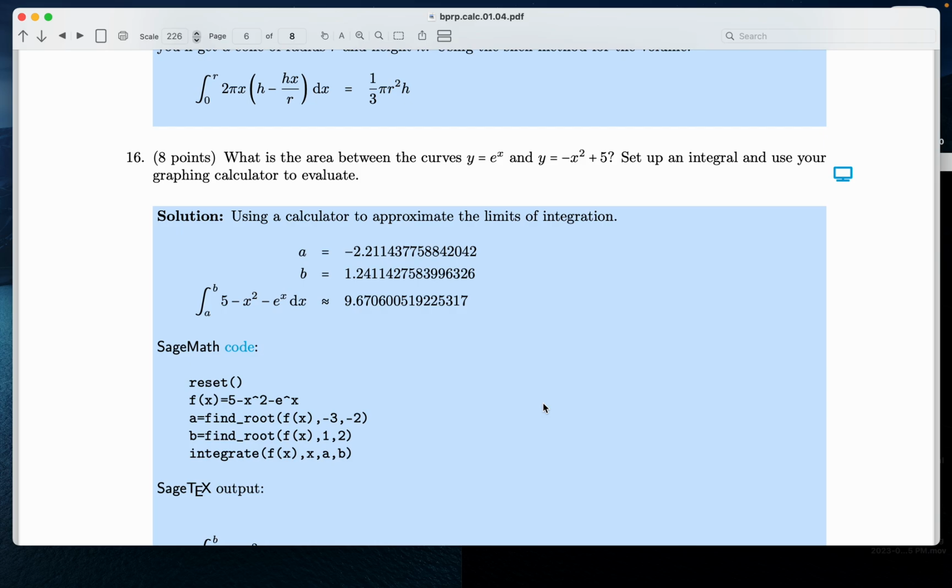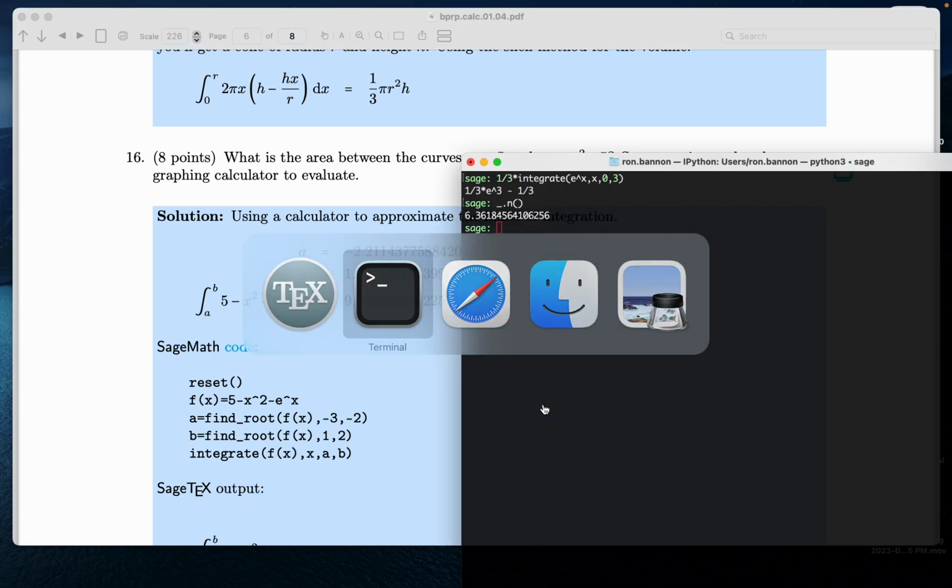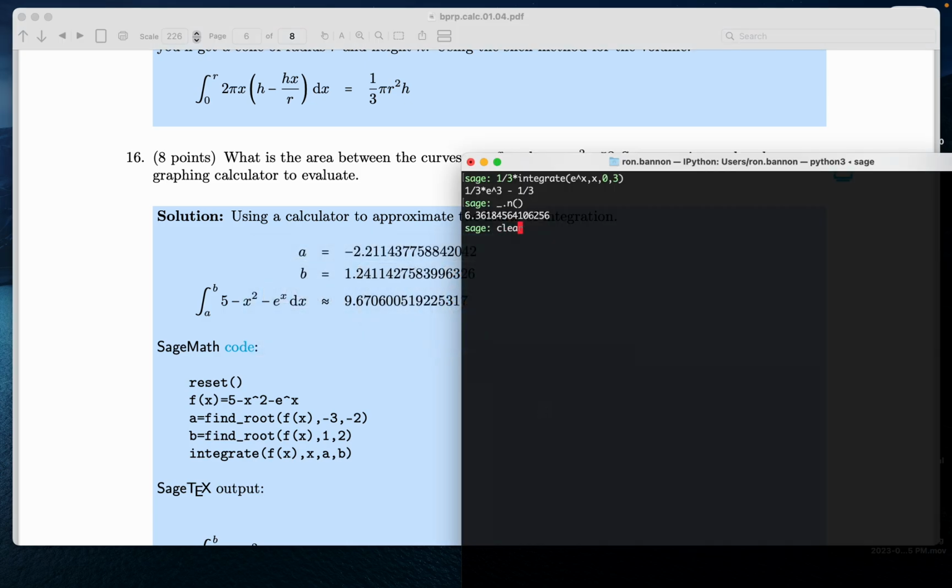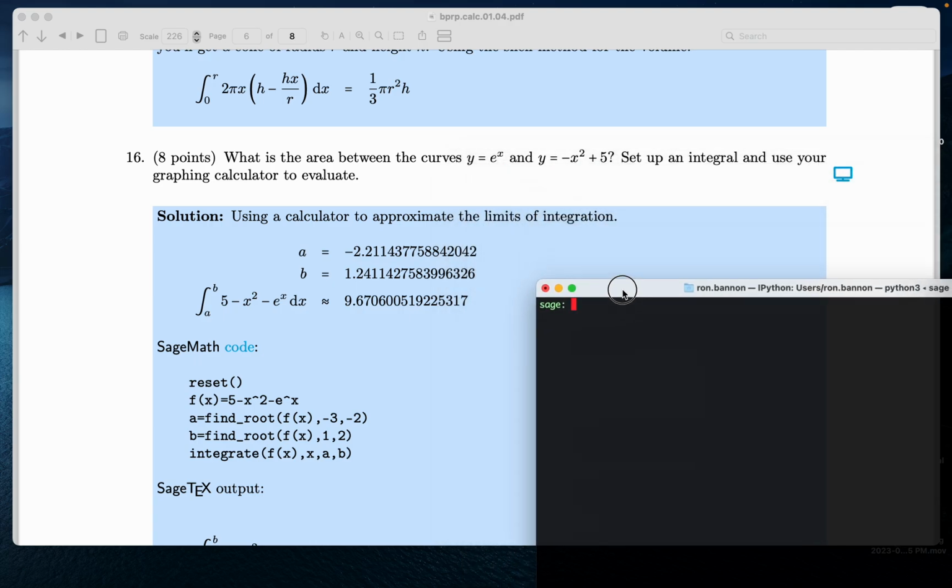So what I want to do is go to Sage again and clear the screen. The first thing I'd probably do if I were doing this problem is just get a ballpark idea of what this thing looks like. I'm seeing e to the x. It's pretty easy to graph that, right? And the other thing is, let's plot it out.